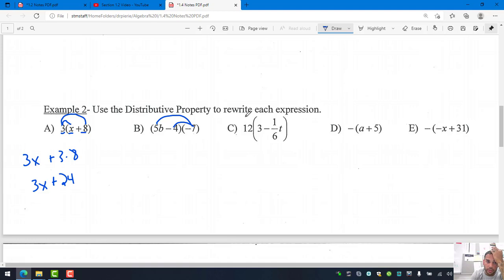So I see two numbers. I see a 5 and I see a negative 7. Let's multiply those two numbers together. 5 times negative 7 is going to be negative 35. When I multiply the 5 and the negative 7 together, I get negative 35, but I can't forget about my b. That b is not going anywhere, so I'll have negative 35b for my first term.